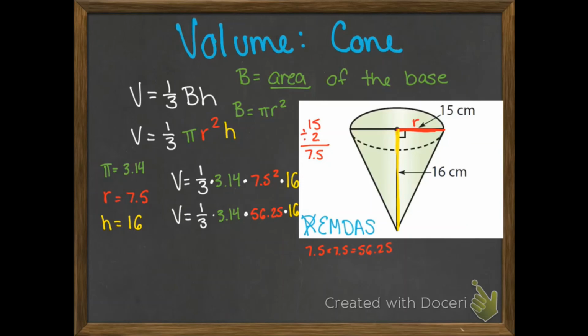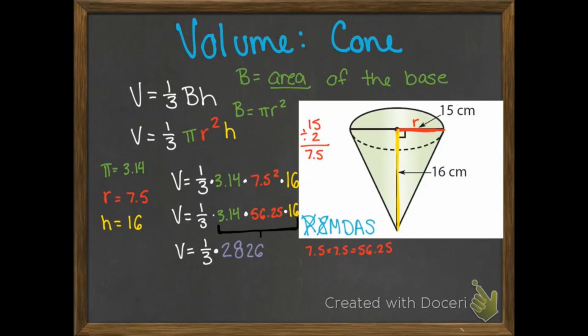Now we finished all the exponents, so we're going to move on to multiplying. So we're going to multiply 3.14 times 56.25 times 16. That's where we're going to be multiplying everything except for that fraction. So I'm going to go ahead and rewrite this. Volume equals 1/3, and I'm going to multiply 3.14 times 56.25 times 16, and I get 2,826.